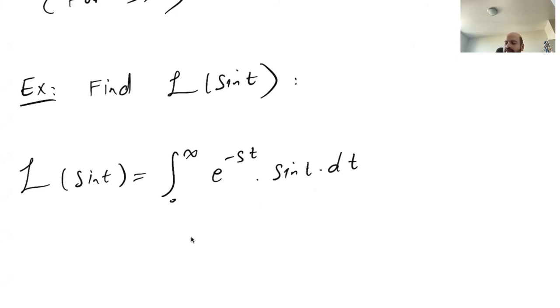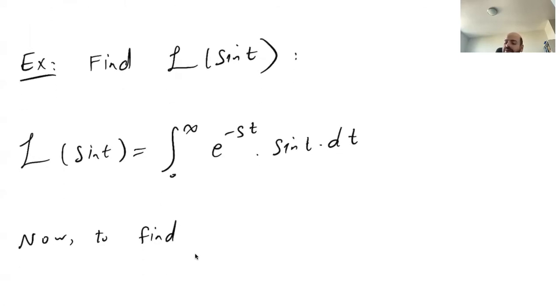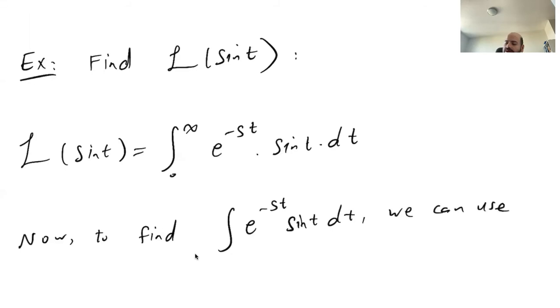And again, we need the antiderivative for e to the power minus st sine t, which can be found using integration by parts. So now, to find the antiderivative or indefinite integral, we know antiderivative is the same as indefinite integral. So to find the indefinite integral of e to the power minus st sine t dt, we can use integration by parts.